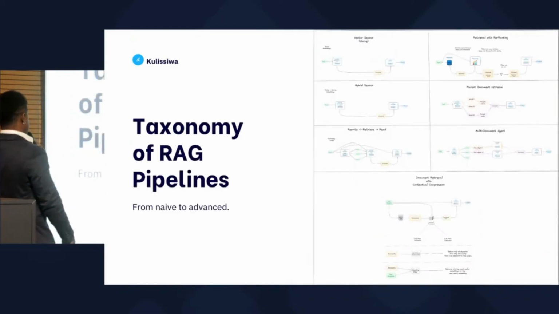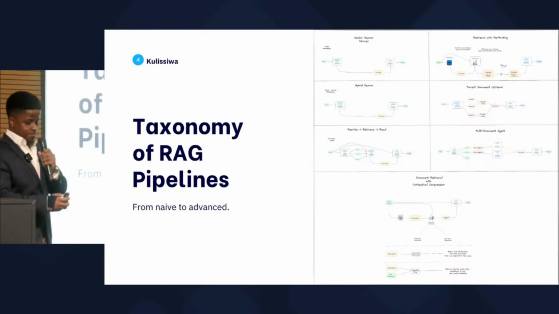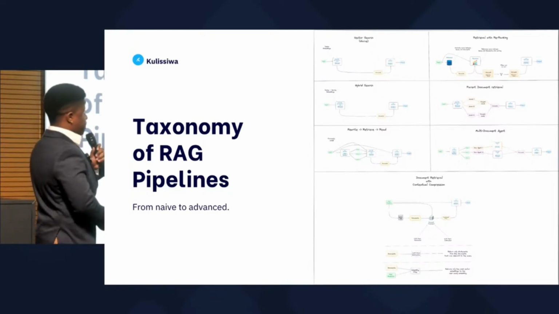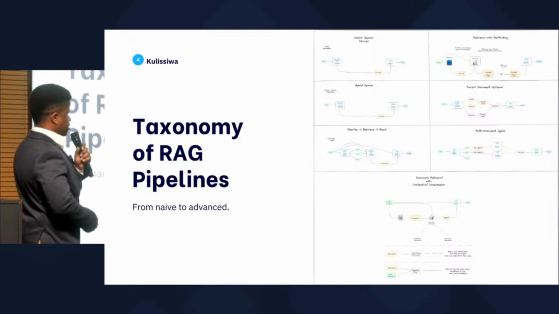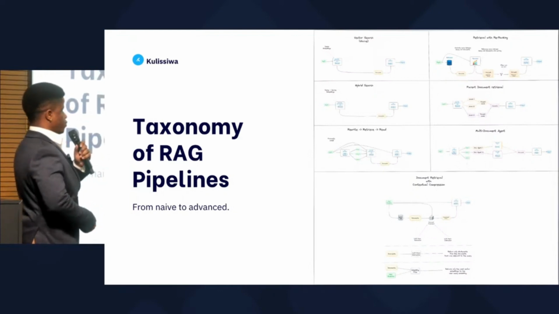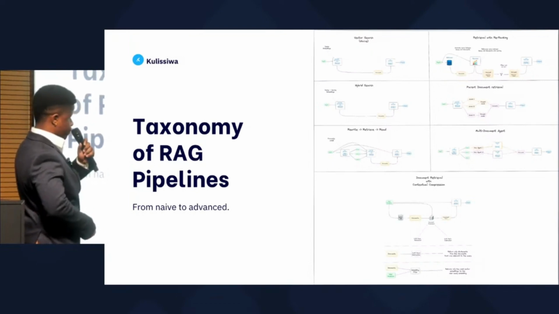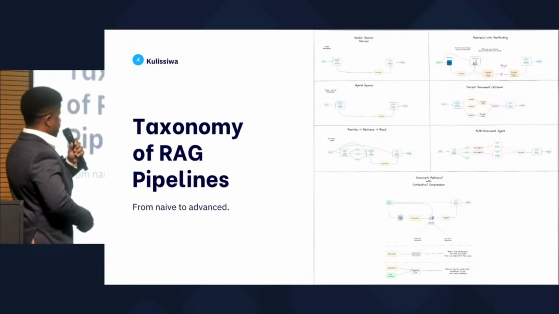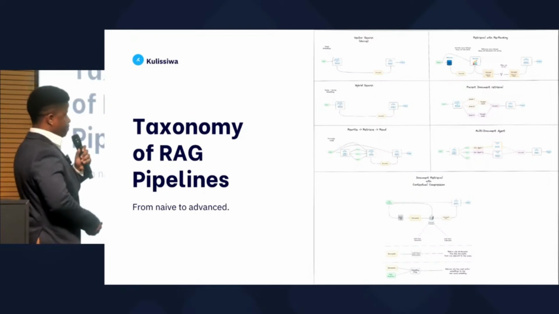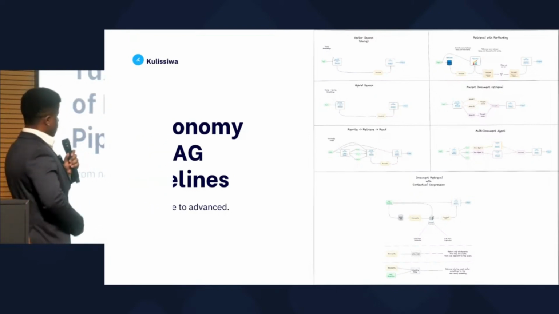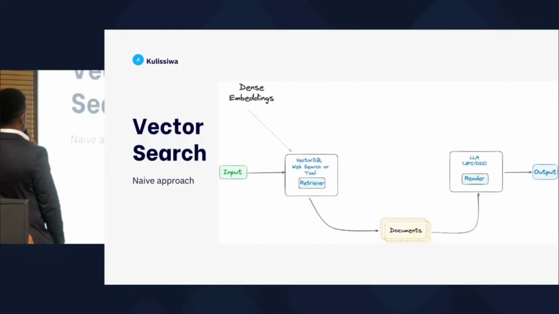Now, I created this slide and I wrote the taxonomy of RAG pipelines, but it's basically just some of the RAG pipelines I've seen in the wild. If any of you follow me on LinkedIn or Twitter, I post a lot about these graphs. Pretty much these graphs just represent the RAG pipelines. Here you will see from the most basic one to the most advanced. So let's go. First is vector search.